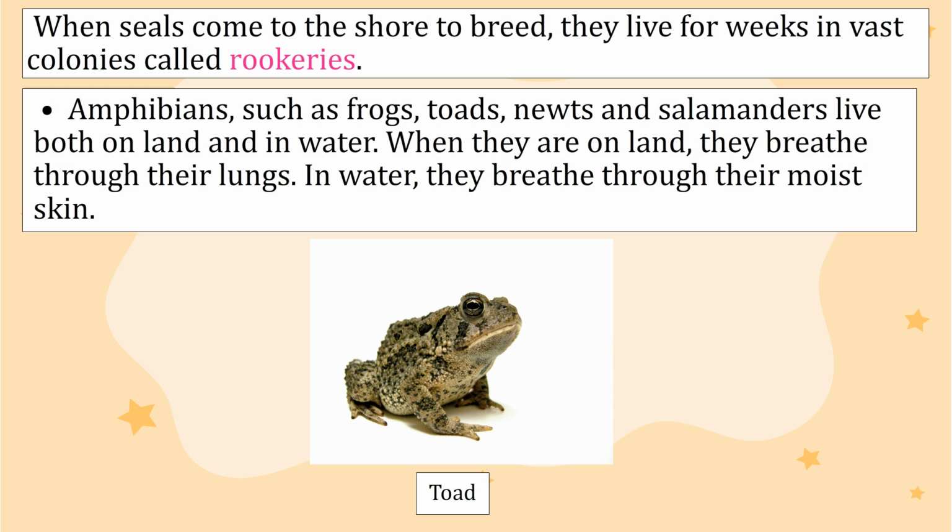Amphibians, such as frogs, toads, newts and salamanders live both on land and in water. When they are on land, they breathe through their lungs. In water, they breathe through their moist skin. Toad.